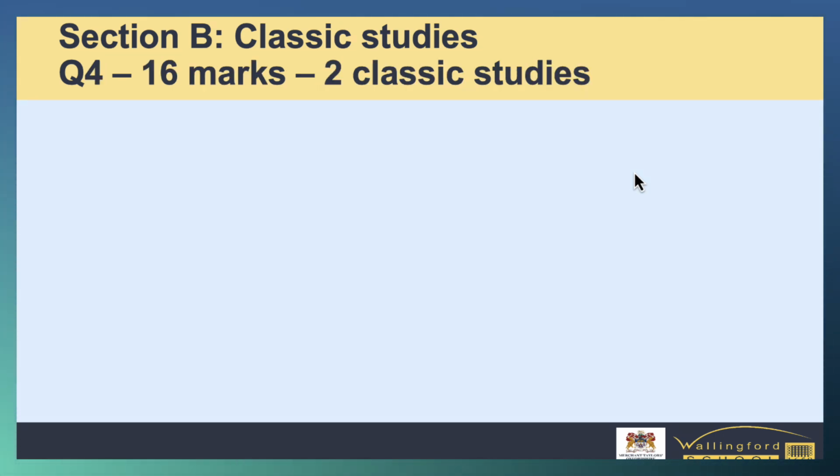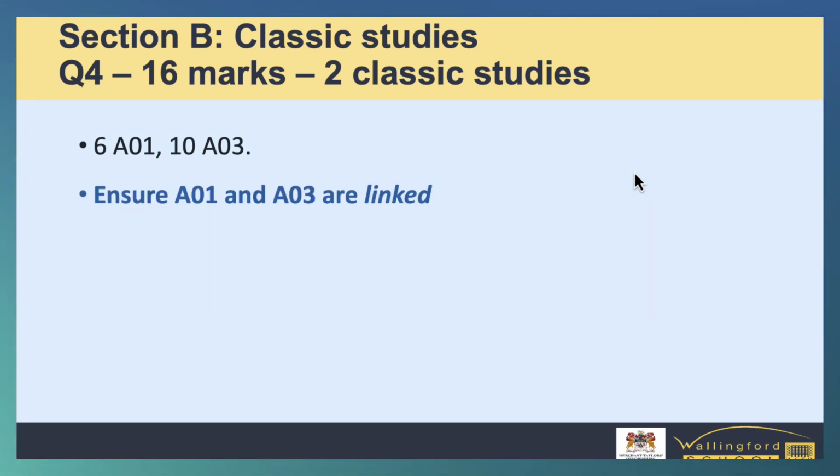Question 4, they're going to take 2 classic studies. So again, refer back to that previous slide where I mentioned what they were. And it's going to be a 16-marker, and that can look a little bit challenging, but I'm going to break it down for you. It's broken down into 6 AO1, so 6 description marks, and 10 AO3, so 10 evaluation marks. You want to make sure your AO1 and your AO3 are linked together, so whatever it is that you are evaluating, make sure that you've described it first.